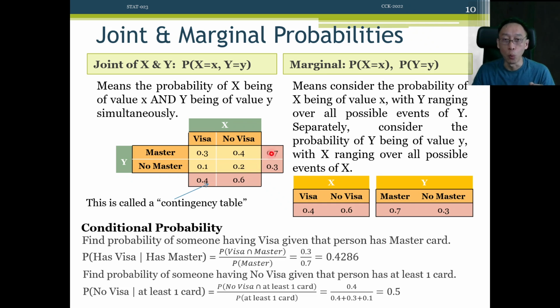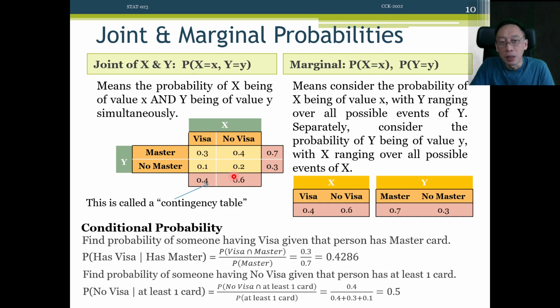The marginal probability for no master is therefore 1 minus, but we can check again: 0.1 plus 0.2 gets us 0.3. Similarly, we can form the marginal probabilities of P of x equals x. Whenever x equals Visa, then for all values of y, regardless of y, master or no master, add up all the probabilities and you get 0.4. Same thing, whenever x equals no Visa, we add up all possible joint probabilities of y equals master and y equals no master, and we get 0.6.